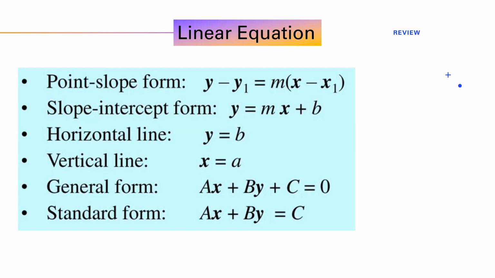So we have point slope form. Why do I call it that? Because you are given the slope m and a point (x1, y1). Slope intercept is when you have the slope m and the y-intercept point. The y-intercept point is always (0, b), where b is the value.